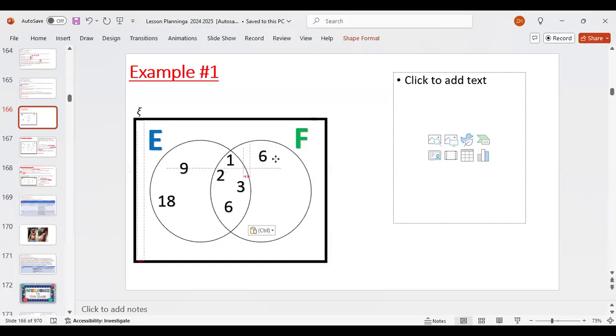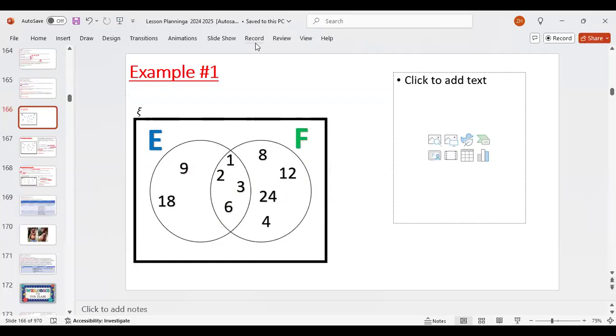And then for F, we're gonna put 8, and then 12, and then 24. So 8, 12, 24, and then 4. So 8, 12, 24, and 4. Okay, good. So this is the set that we have.